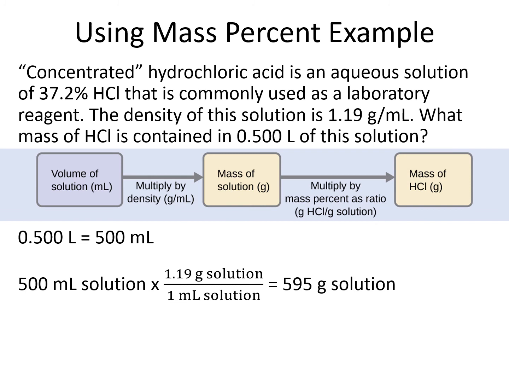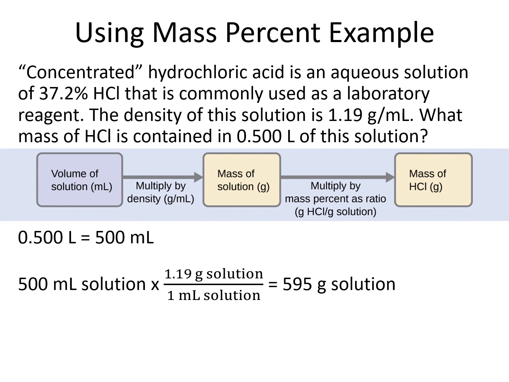Then we can take that volume in milliliters and multiply by density as a conversion factor. When we do this, we need to make sure our units are set up properly. So we want milliliters of solution on the bottom to cancel out, grams of solution going on the top since we're trying to solve for grams, and our density is 1.19 grams being equal to 1 milliliter of solution. So the 1.19 ends up being on the top next to grams, and the 1 ends up being on the bottom next to milliliters. But you have to pay attention to those units to tell you whether the density would go on the top or the bottom of the conversion factor. So here we're multiplying by 1.19, and we come out with 595 grams of solution.